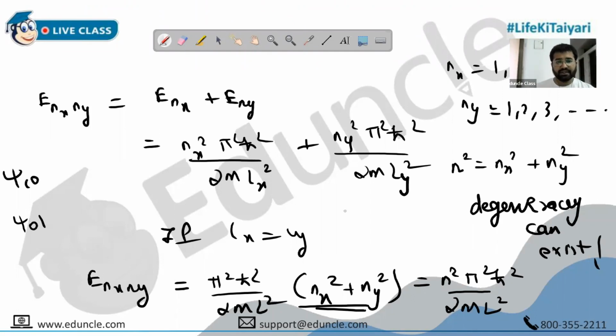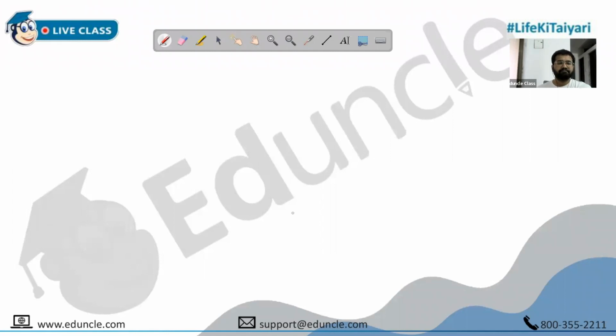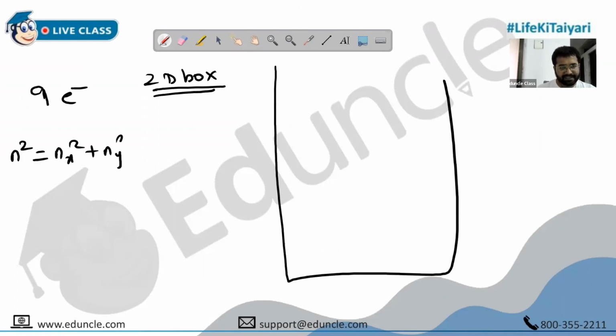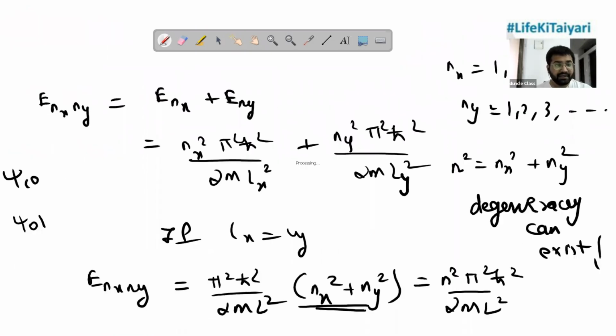Yes, sir. So I don't know what kind of questions we should take on this. Let's randomly take maybe. Suppose I have 9 electrons, but now I have a 2D box. So we have to take care how exactly we used to do these questions. First of all, ground. Okay, let's talk about n square. It is nx square plus ny square. One combination is 1 comma 1. Sorry, 0 is not allowed now.